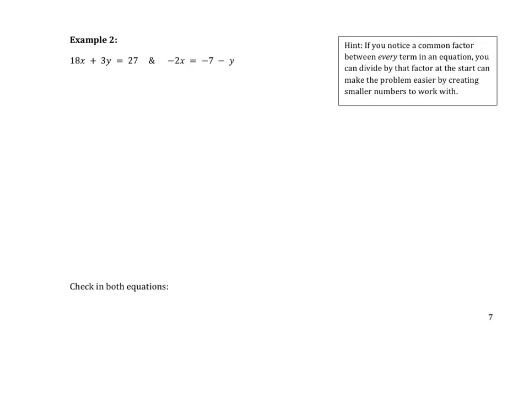Here's another example. So once again, I'm going to line up my equations vertically above one another, lining up my like terms. So I have 18x plus 3y equals 27, and I have negative 2x plus y equals negative 7. Since I wanted this y to be on the other side, I had to add y to both sides, so it switched to a positive.